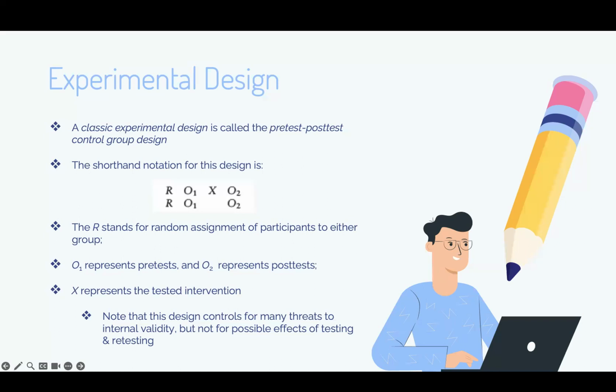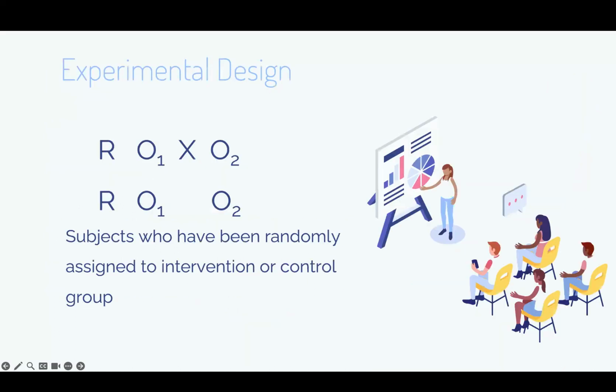That's the internal validity. So the pre-test, post-test control group design is a cornerstone of experimental research in social work. It provides a framework through which causal relationships can be told with confidence. This design is succinctly represented by the notation R O1 X O2 for the experimental group, and R O1 O2 for the control group. The R signifies the random assignment, as you know.